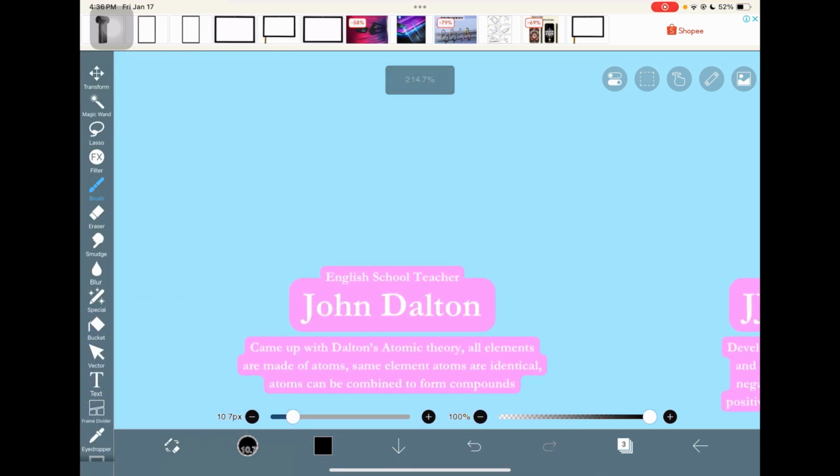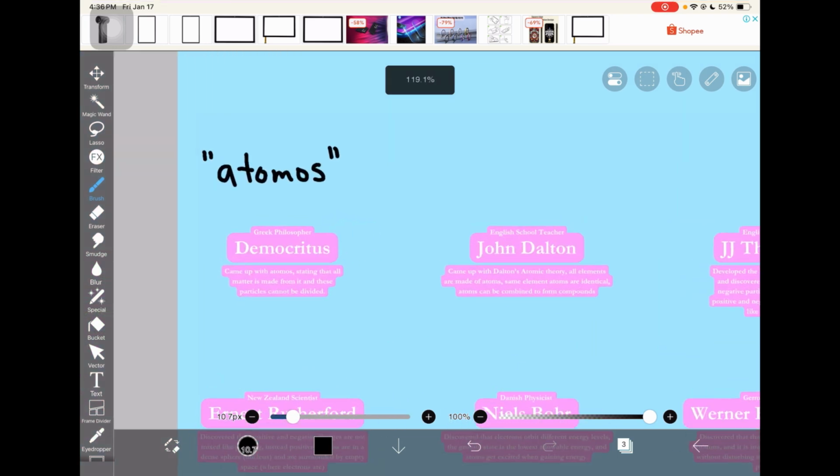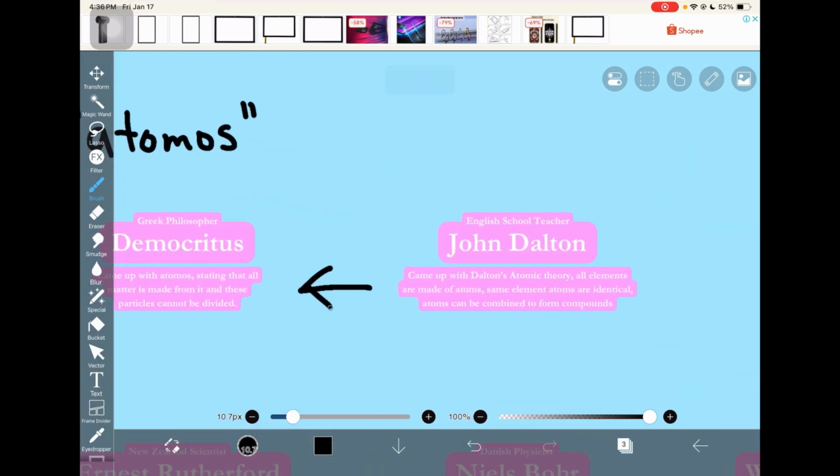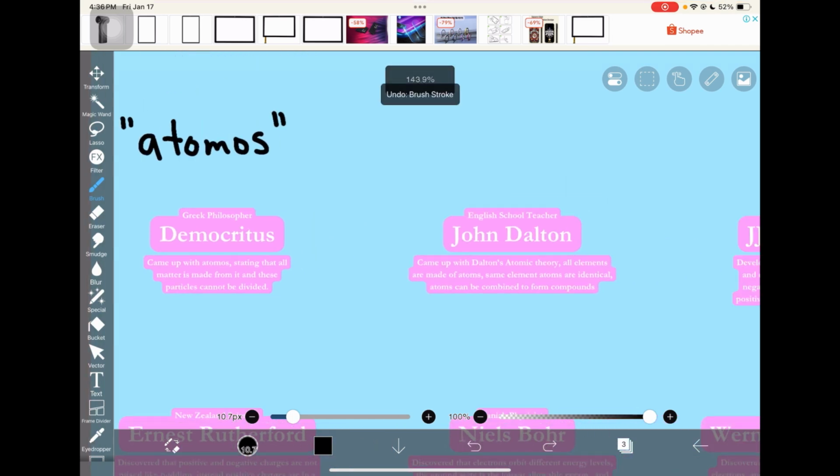Then, quite a while later, John Dalton, an English school teacher, came up with Dalton's atomic theory, stating that all elements are made out of atoms and atoms of the same element are identical. Furthermore, atoms can't be divided further, as stated by Democritus, and they combine to form compounds. So it supports Democritus' claim that it cannot be divided any further.